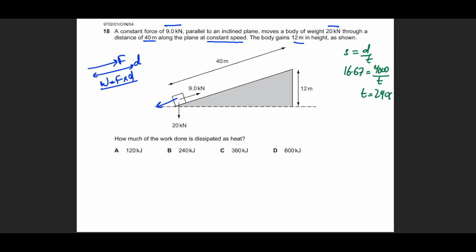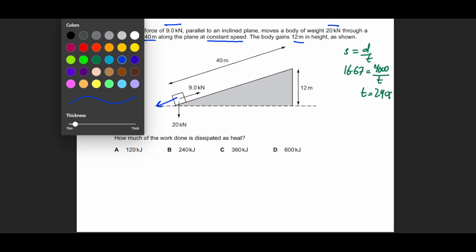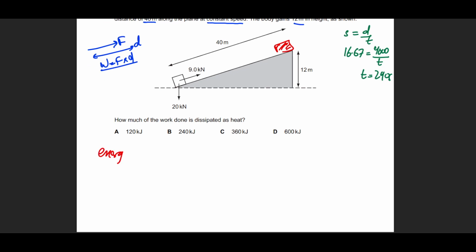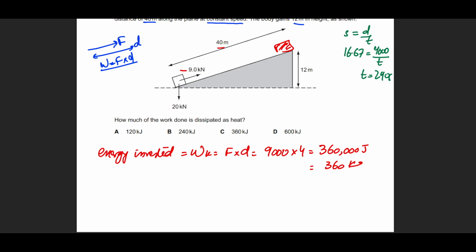Now, this is a good question. What has happened is that you have invested energy in the system by applying a force to move along this point, so you have actually ended up at this location. How much energy have you invested? The energy invested is the work done, which equals F into D. You applied 9,000 newtons and moved a distance of 40 meters. So 9,000 multiplied by 40 gives you an answer of 360,000 joules. I'm going to write this down as 360 kilojoules to shorten the number.